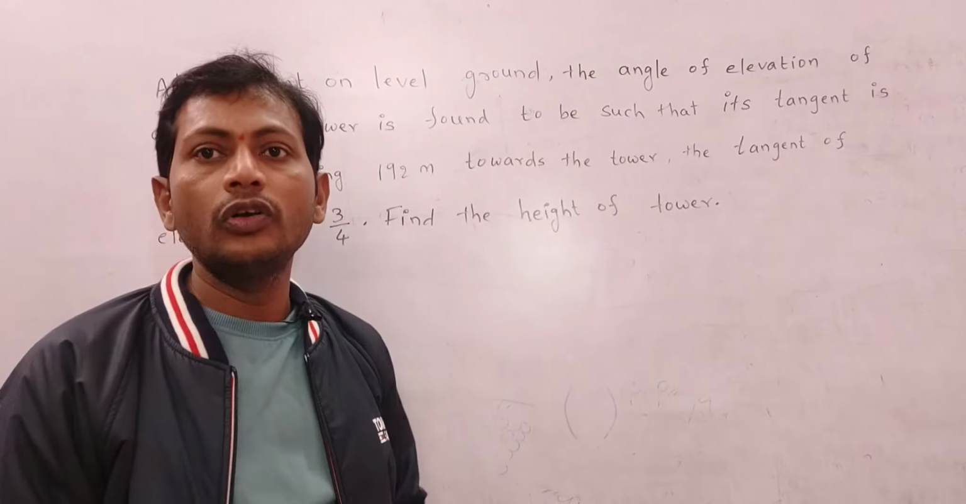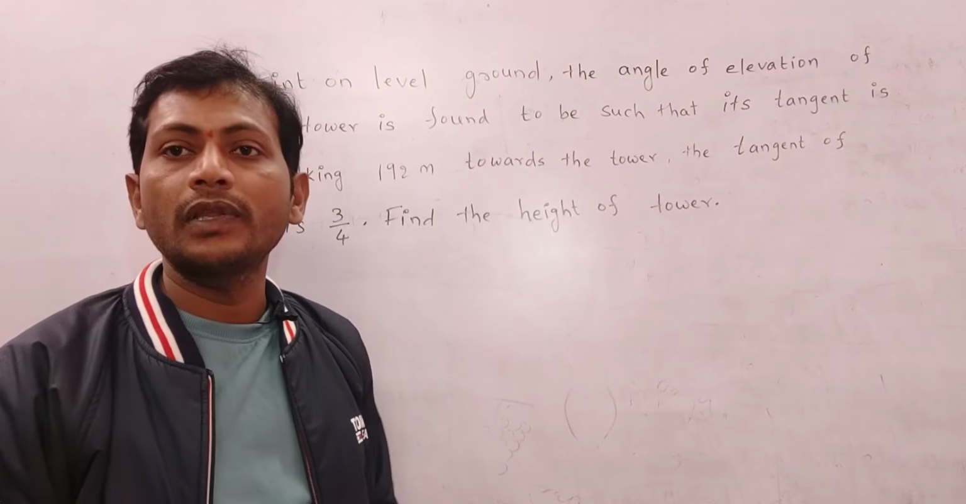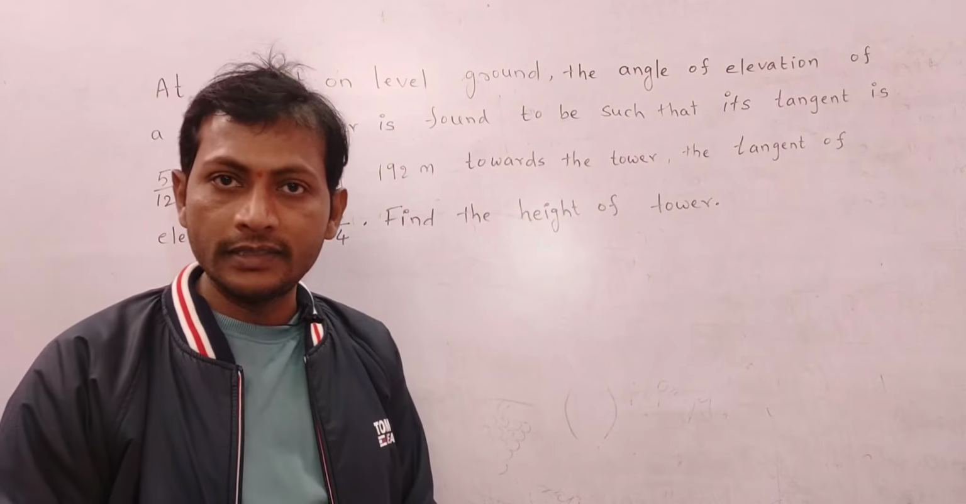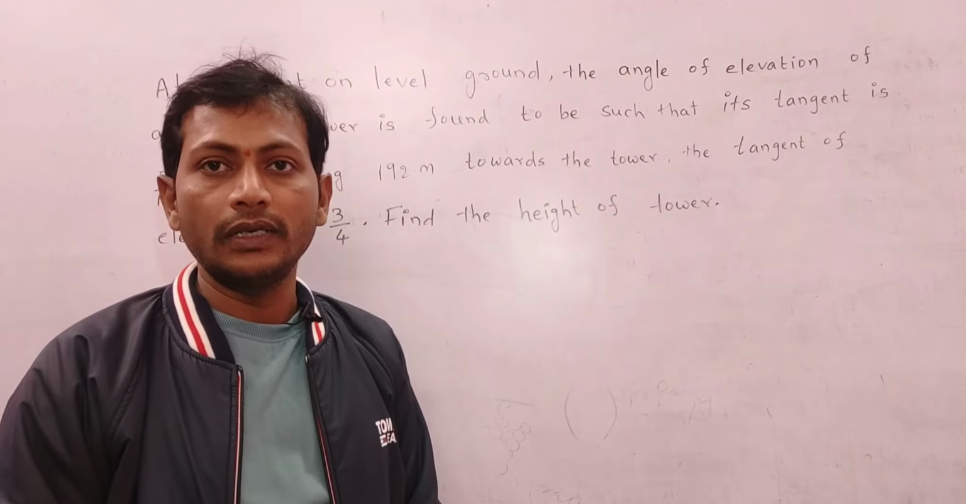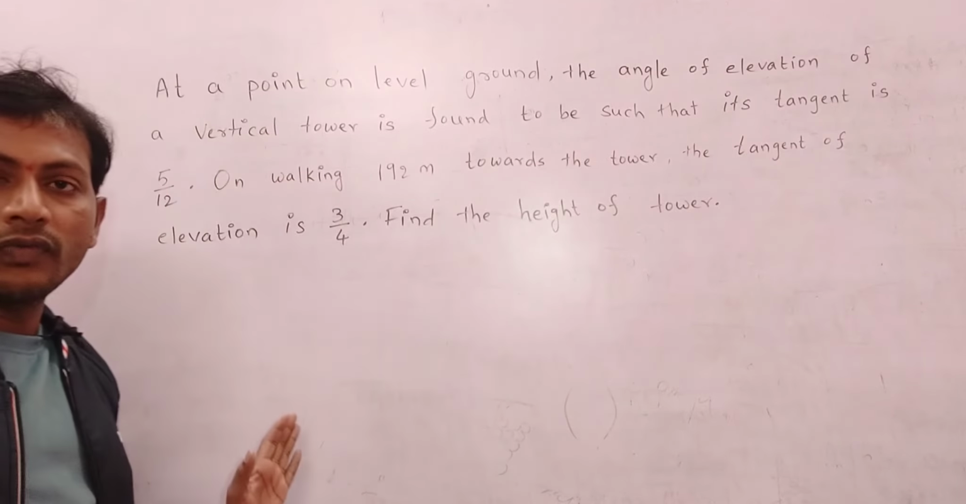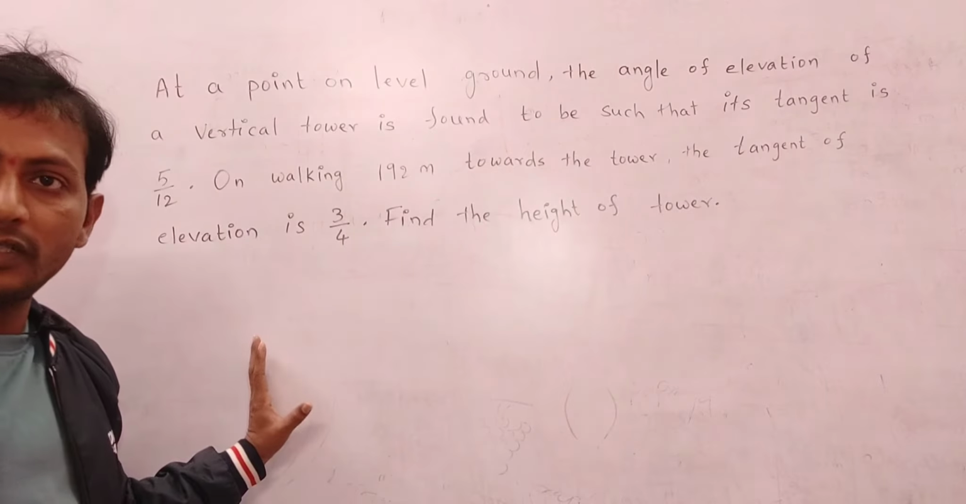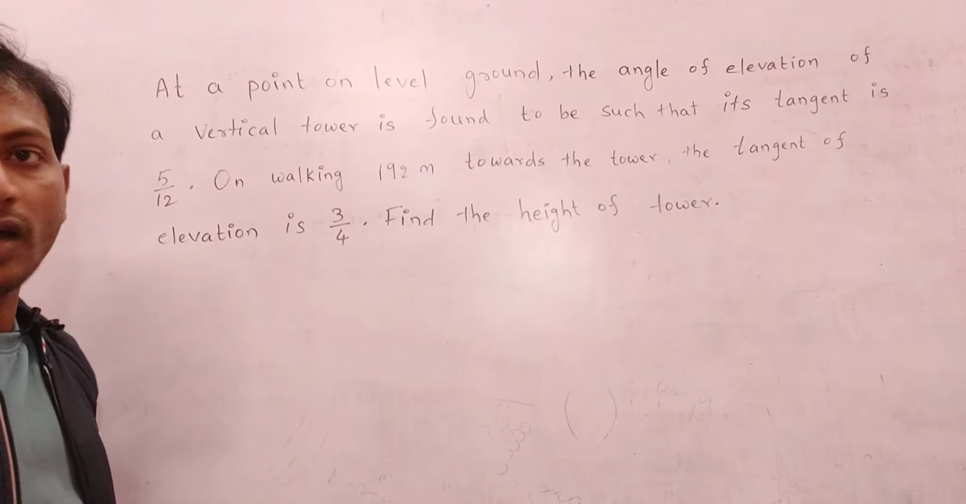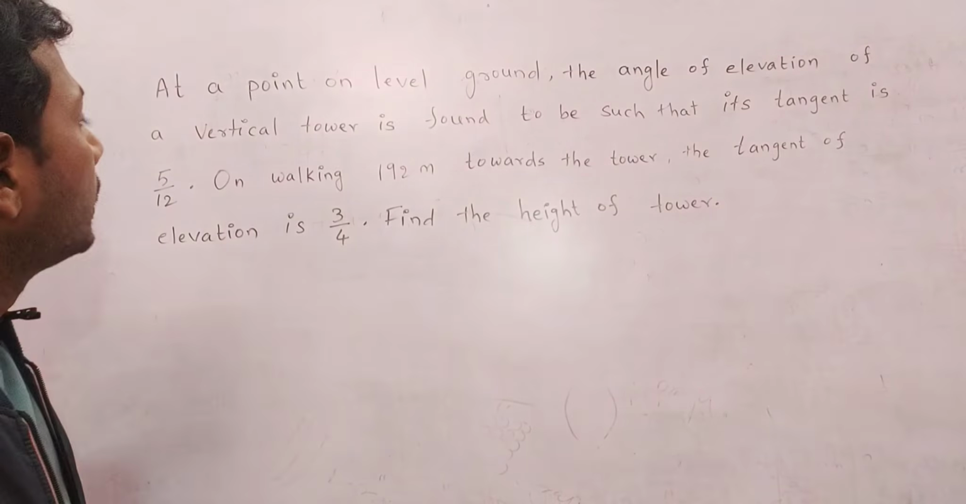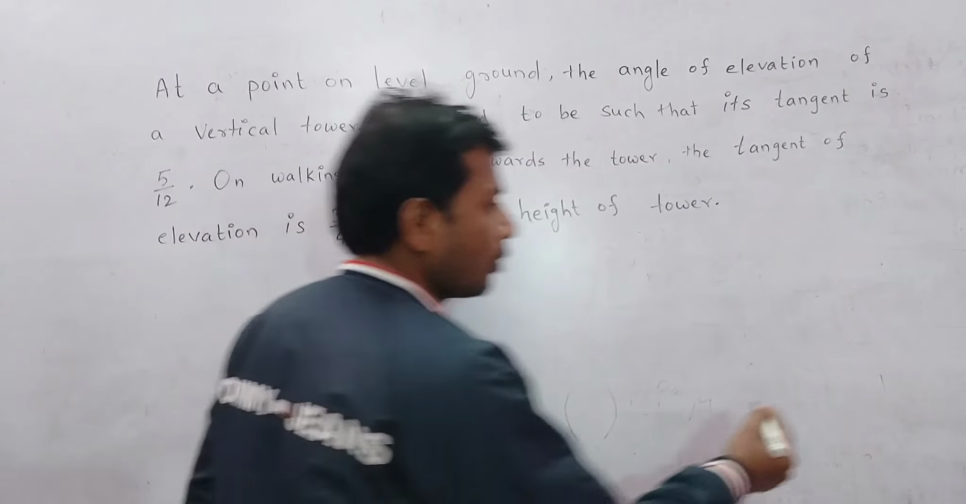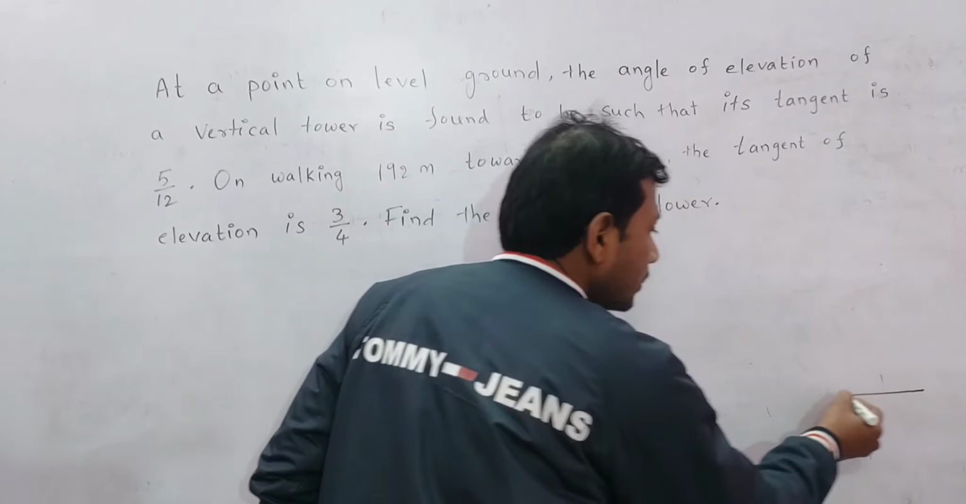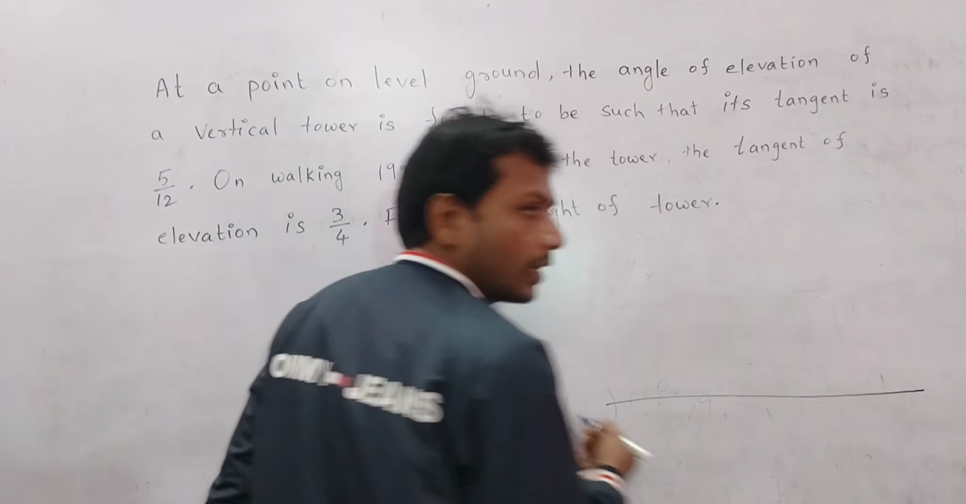So this question we are going to solve. This is a question from heights and distances from trigonometry. So according to the question, first I am going to make one rough diagram to make it easy to understand. Then we are going to solve it. Observe that it is a level ground. Then I am going to make this the level ground.